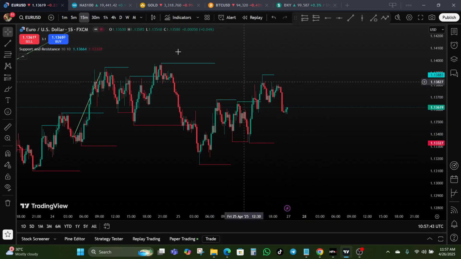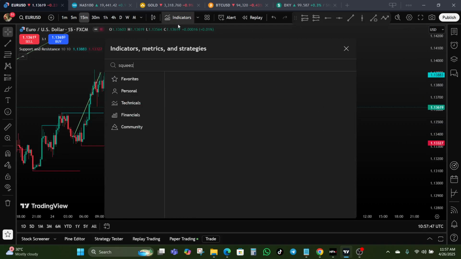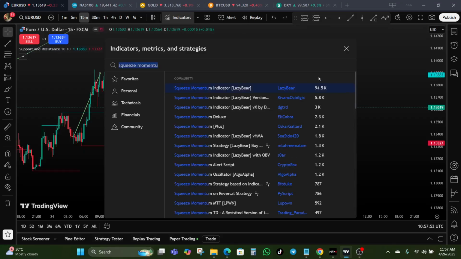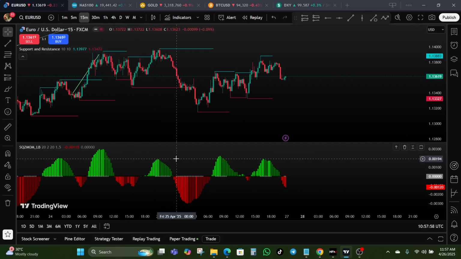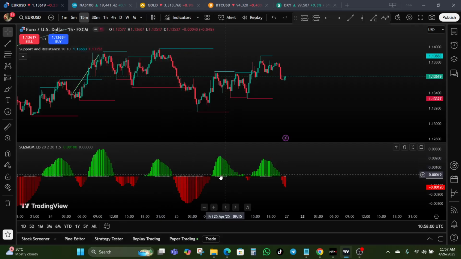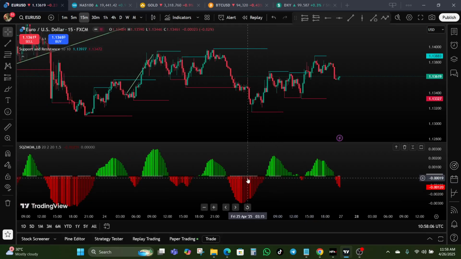All right, now next I'm going to talk about the squeeze momentum indicator. All right, this indicator shows when volatility is contracting and ready to expand. A squeeze release often results in a big breakout move, giving you an early heads up before it happens.